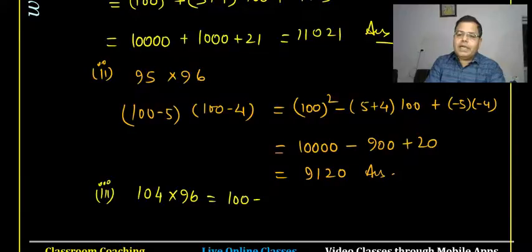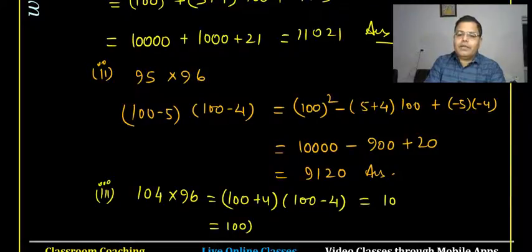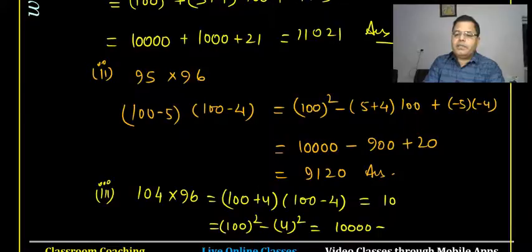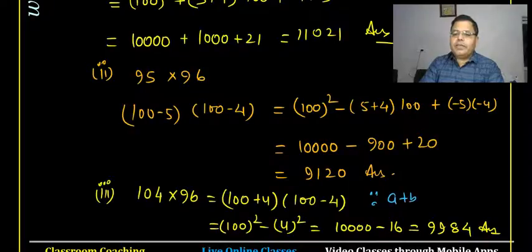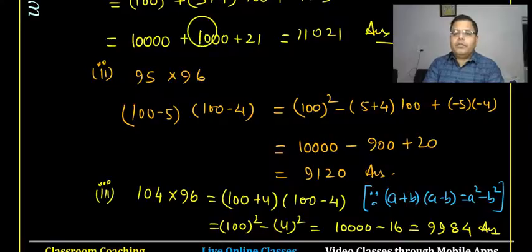In that case, you will write 100 plus 4 and 100 minus 4, that will be 100 square minus 4 square, that is 10,000 minus 16, which is 9,984, the answer. So why I have written this? Because we know (a plus b)(a minus b) is a square minus b square. I have used it here. So hopefully you got it.